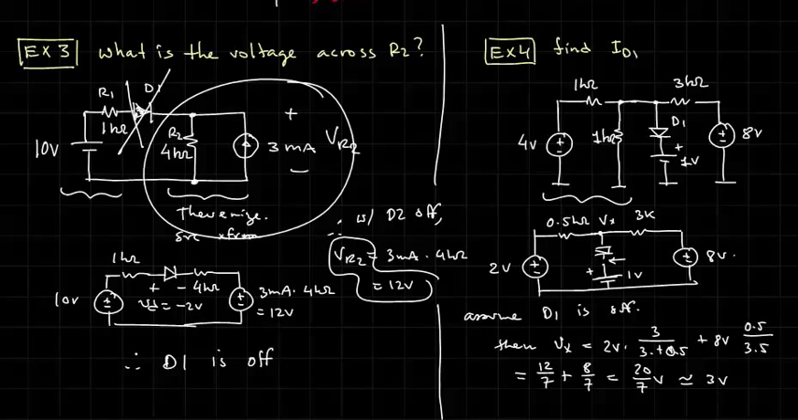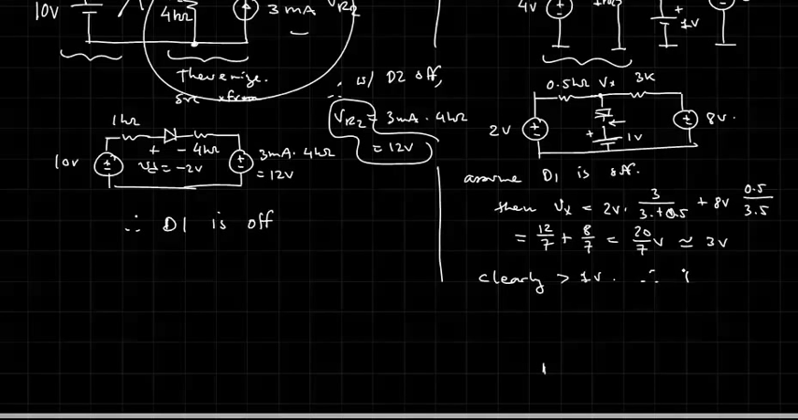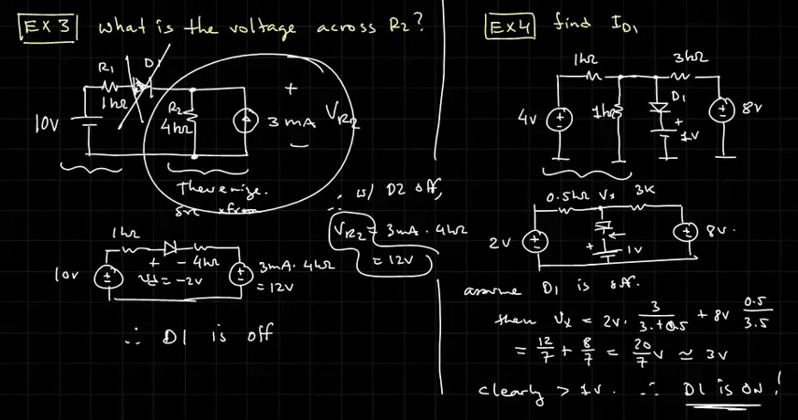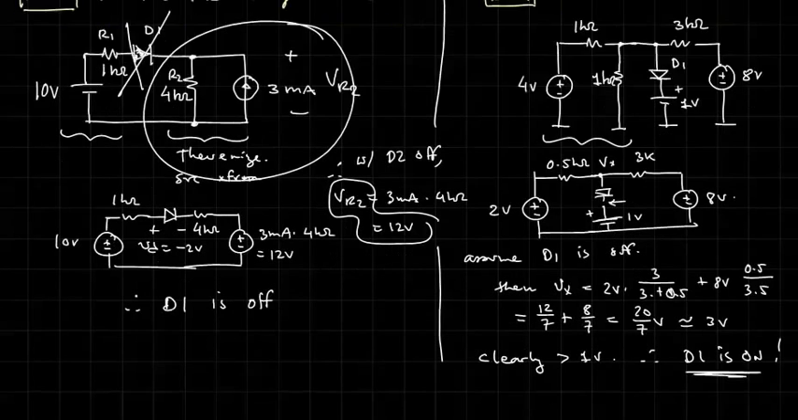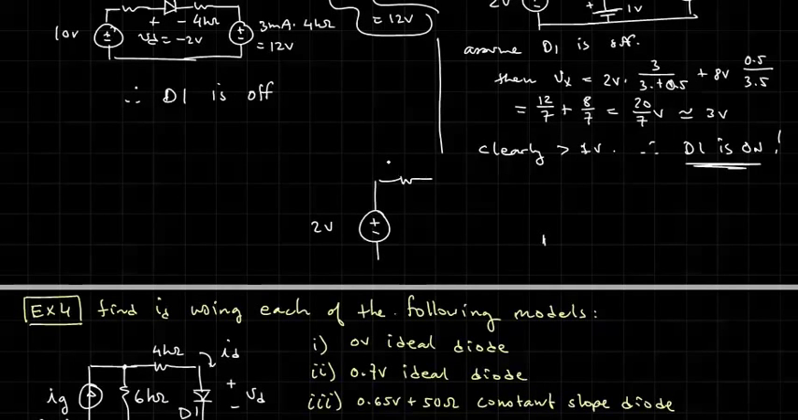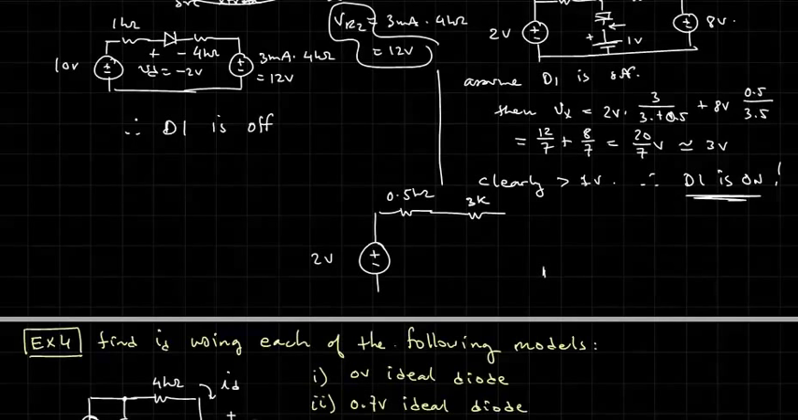So, therefore, clearly greater than 1 volt, okay? Therefore, D1 is on, and my assumption here was wrong. So now let's go back to the problem. Actually, I'm going to redraw the circuit. If D1 is on, what do I have? I've got on the left side 2 volts, 0.5 kilo ohms, and on the right I've got 3K and 8 volts.